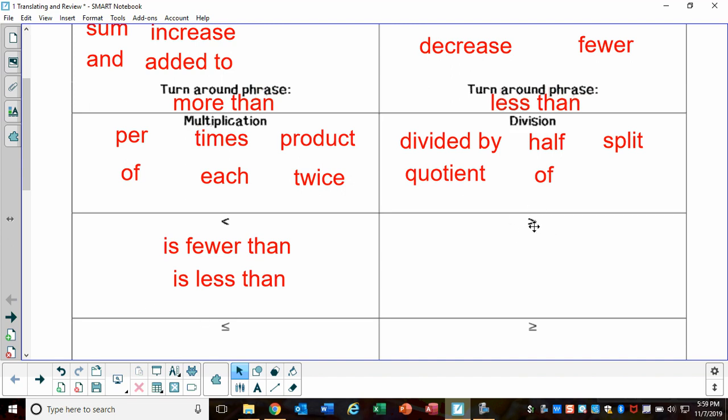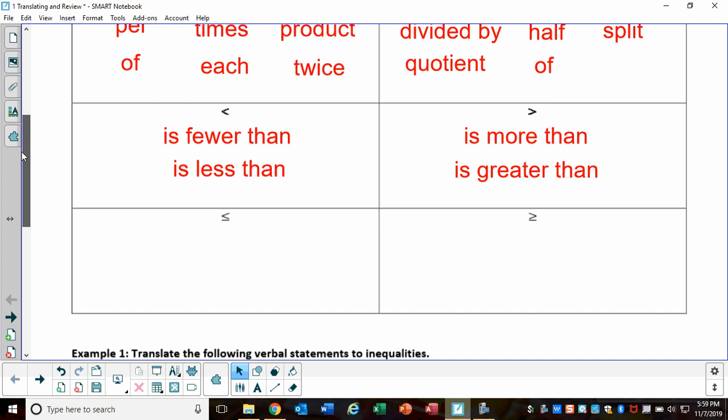Okay? This one is greater than. So is more than is something we would write. Or is greater than. The next one we have is less than or equal to. We have lots of different words. First one is just saying is less than or equal to.